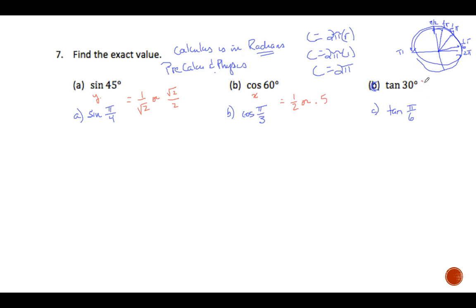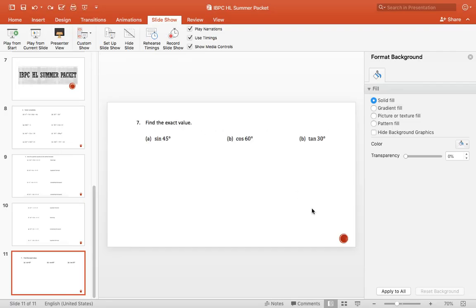Tangent is the ratio of the y-coordinate to the x-coordinate from the unit circle. And the tangent of 30 degrees is 1/√3. Or you could see that as √3/3. These are exact values. Right? We don't give decimal approximations unless we are asked for it. Right? 0.5 is not a decimal approximation. It is exactly 1/2. All right. That's it for your second video.